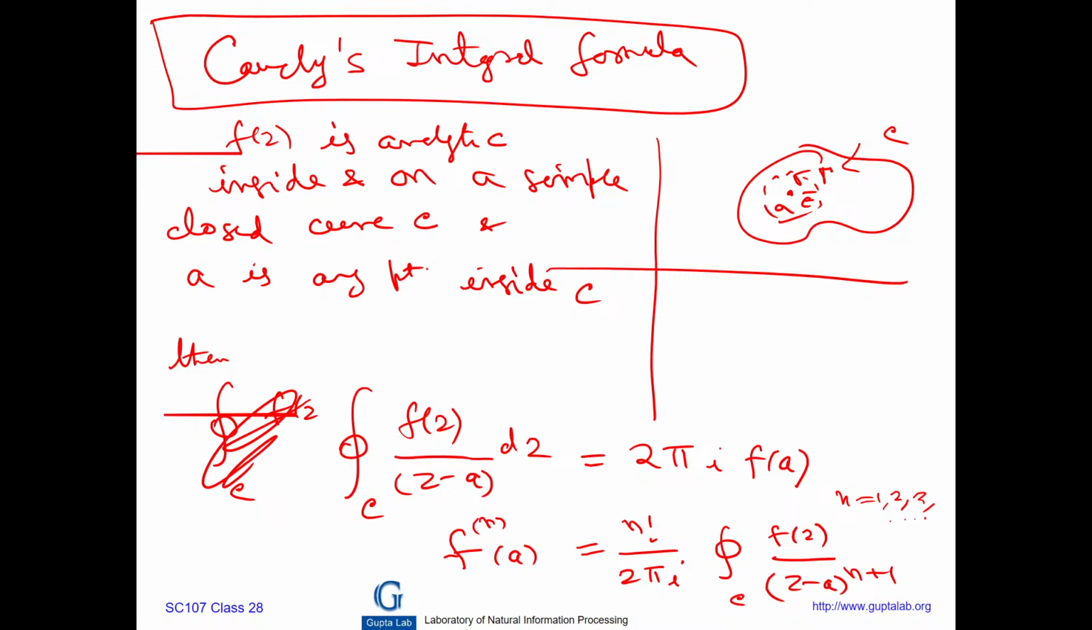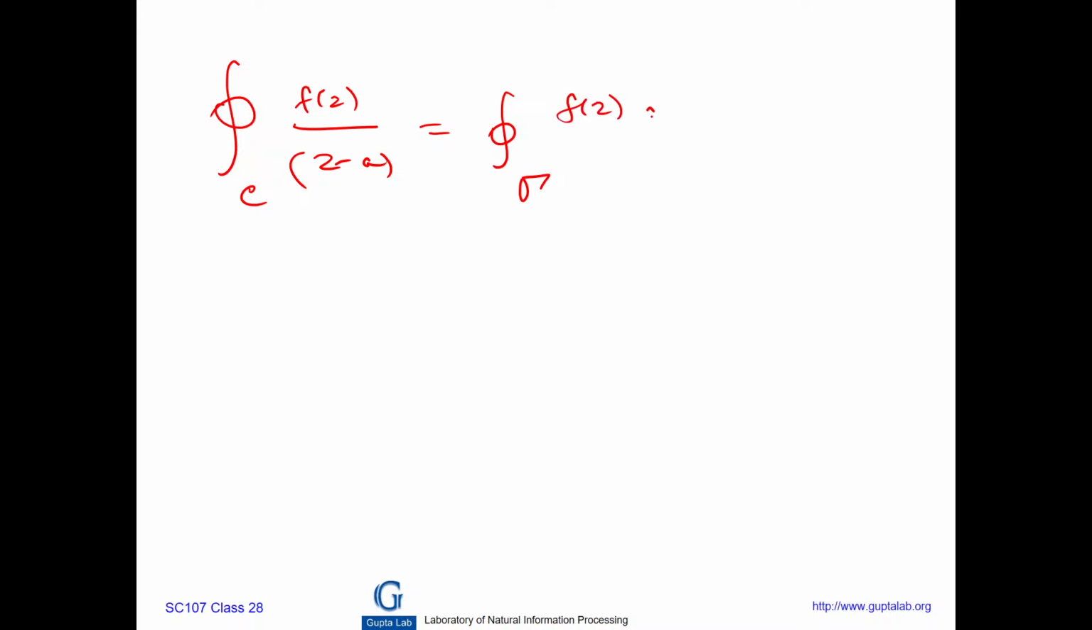Okay, so n is equal to 0 पे क्या होगा? We get this value. So this is easy to prove. Actually I am going to do that. Cauchy's integral formula. So basically we can write down integration along C of f of z over z minus a as integration along gamma of f of z dz over z minus a, right?